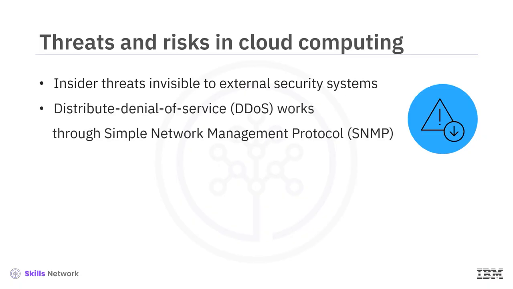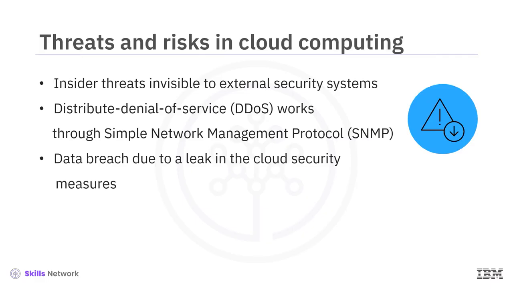Another prevalent attack on the cloud computing system is distributed denial of service, DDoS. A DDoS attack targets the server of the enterprise by overloading it with traffic from multiple synchronized systems. The attack works through Simple Network Management Protocol, SNMP, used for modems, printers, switches, routers, and servers. The cloud faces another critical risk, and that is data breach. A breach can be due to a leak in the cloud security measures used by your organization. Malicious users may gain access to sensitive data and misuse the information. A breach can cost the organization a financial and reputation loss.